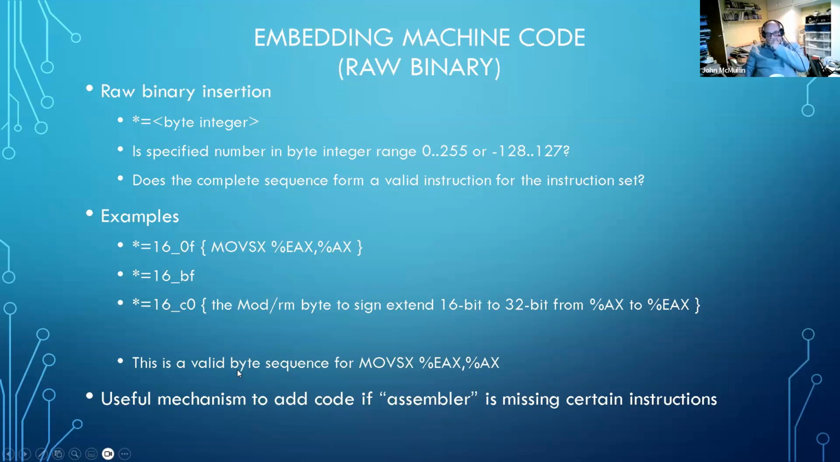So this is generally a useful mechanism to add code into the code stream if the assembler is missing certain instructions. Because at the time of writing, when I was trying to do the 16-bit integers, we did not have MOVSX defined. So it's now added and defined into the compiler.